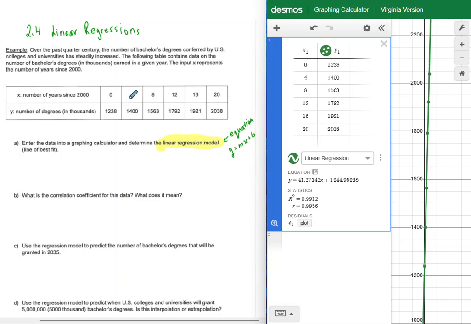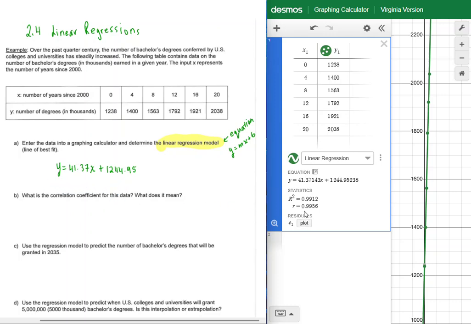We're going to go ahead and write the equation down. So you have y equals 41.37, I'll just do 2 decimal places, x plus 1244.95. So my slope here is 41.37, and 1244.95 is my y-intercept.